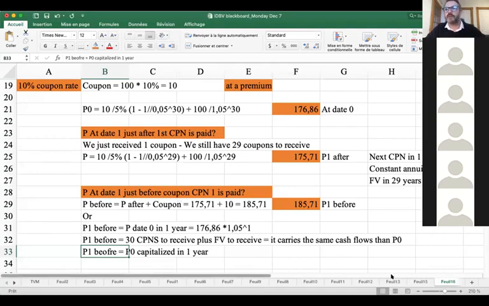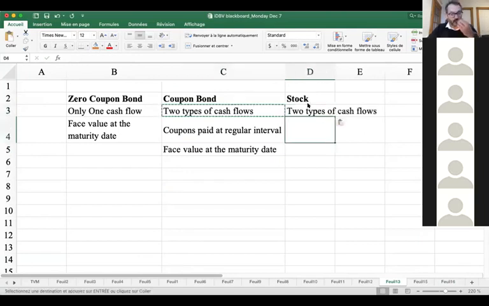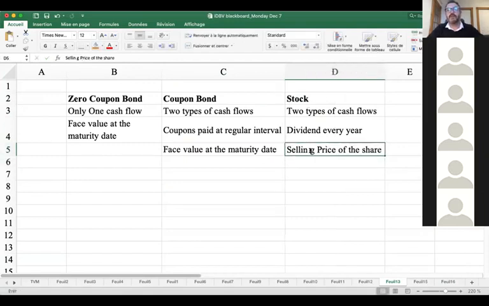So here, what I wanted to show. For stock, we can say that we also have two types of cash flows. We have the dividend we expect to receive every year, and we have the selling price of the share when we decide to sell it. So we also have two types of cash flow, dividends and selling price of the share.